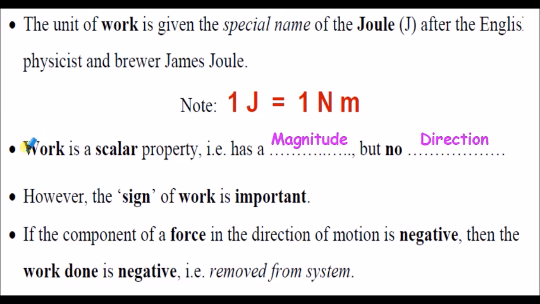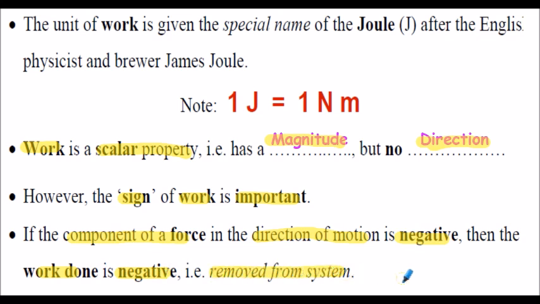In mechanics, work is defined as a scalar property, so it has a magnitude, but it has no direction. In other words, we can't draw vector diagrams of work. That makes no sense. However, be careful, the sign of work is important. For example, if the component of the force in the direction of the motion is negative, then the work done is negative. In other words, it's removed from the system.